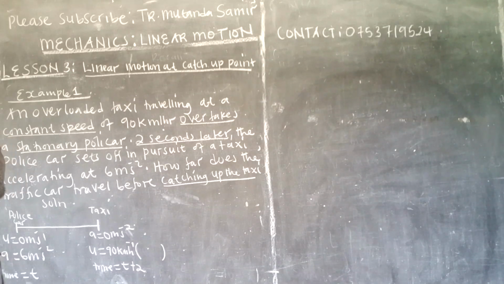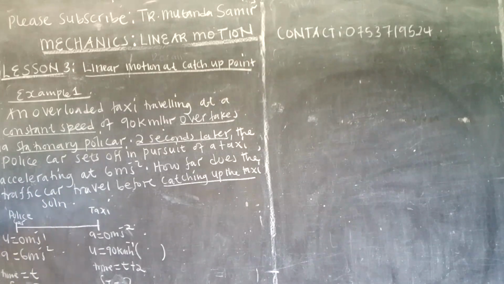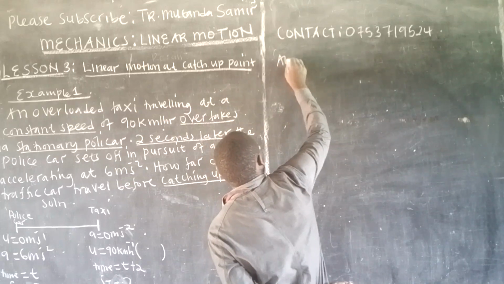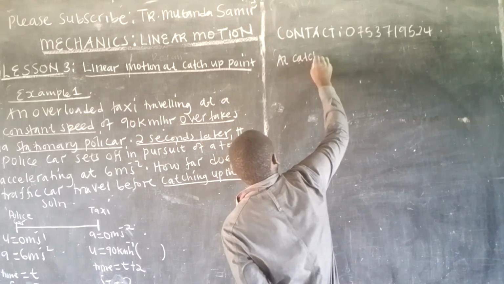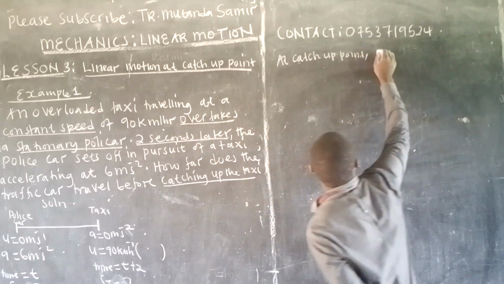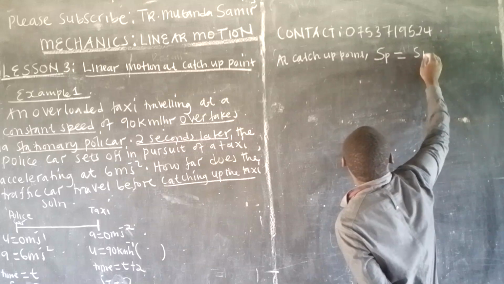How far does the traffic car travel before catching up? Now, how far means the distance or displacement. Now, S, the displacement covered by the police car, I would call it SP. We don't know it. And the displacement covered by the taxi, ST, we also don't know it. But what you must know is, you must now say that at the catch up point, the distance covered by the police car must be equal to the distance covered by the taxi.